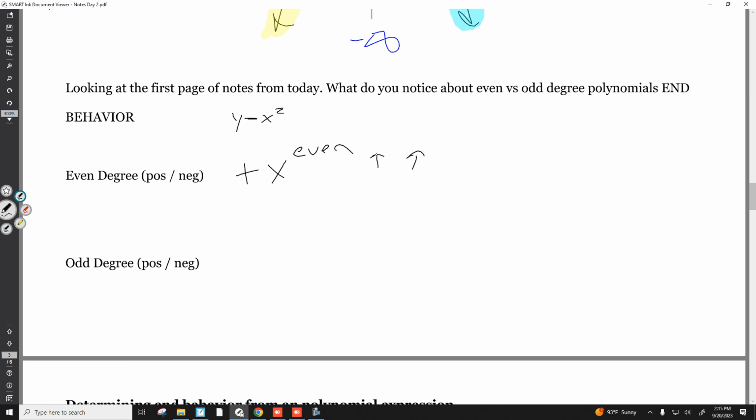What about negative x to the even? What does that look like? Use your arms. Negative x to the even. All right, what's it look like? Come on, give me some. It looks like negative x squared, sure, but what else? It's not a touchdown. It's an angry gorilla. That's what I said. It's an angry gorilla.